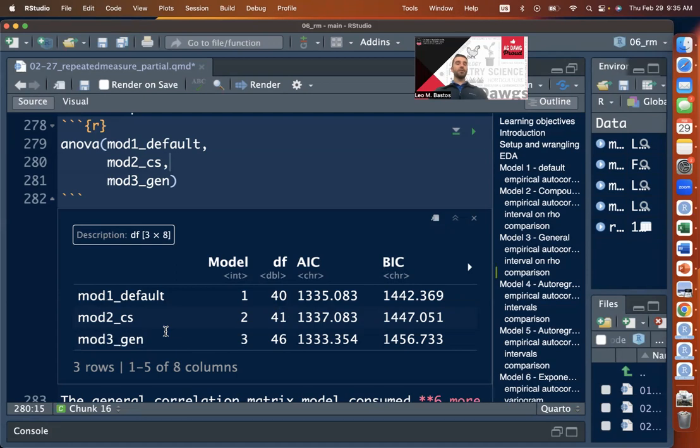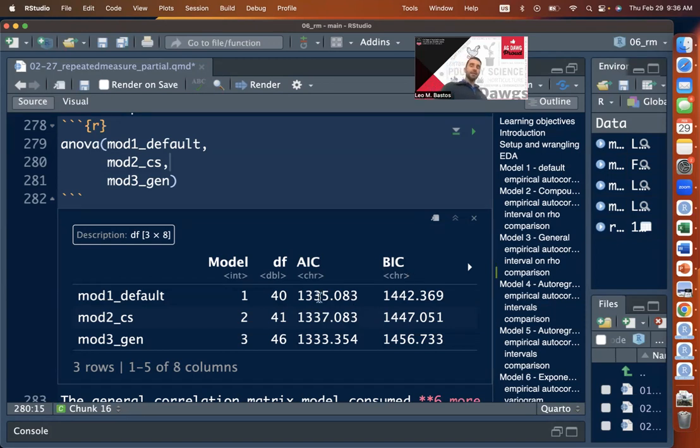And then we have the general, which is the most flexible one that calculates actually one correlation coefficient for each pair of different dates within our repeated measure. That's why it's taking 46 degrees of freedom out of this model. Then we did the comparison using the Akaike information criterion and also the Bayesian information criterion, AIC and BIC.